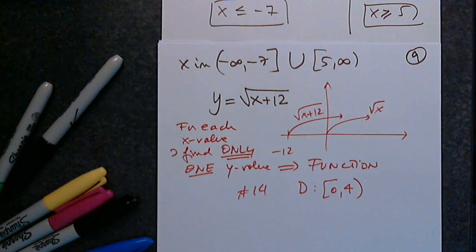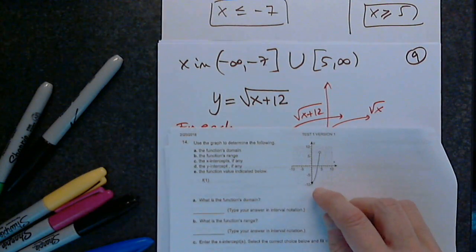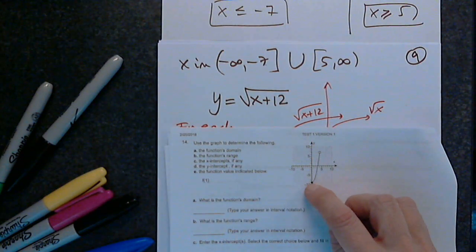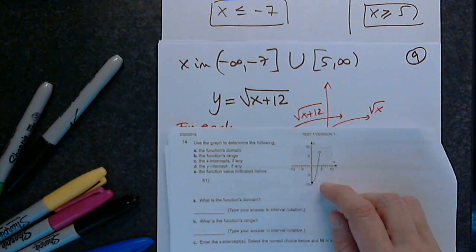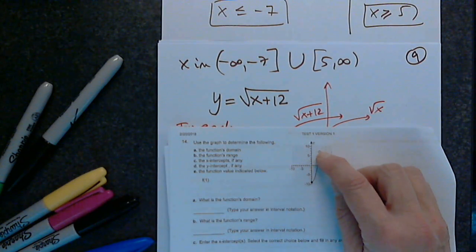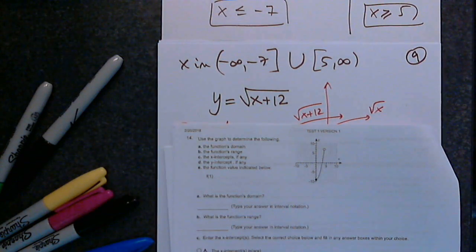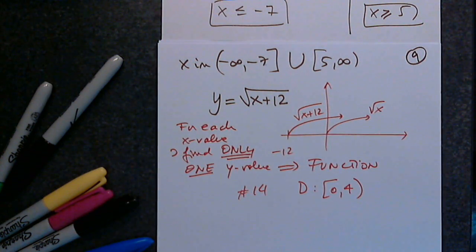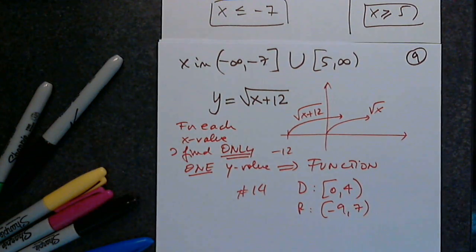Okay, we can just do the function's range, and then I'll stop. What is the function's range? From negative 9 till it appears to be 7, if I'm not mistaken, right? From negative 9 to 7. So range, negative 9 to 7 with a parenthesis.